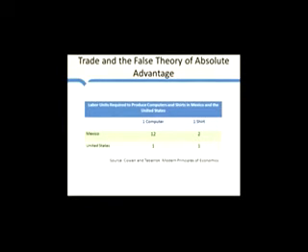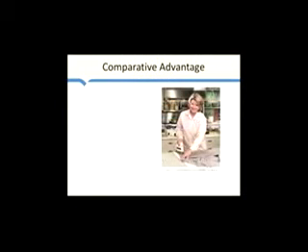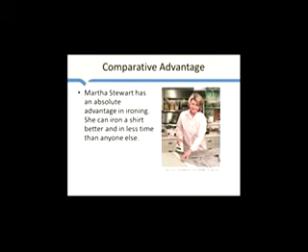To see why it's wrong, let's take another simple example. Here's a picture of Martha Stewart ironing her shirt. Now, let's stipulate that Martha Stewart has an absolute advantage in ironing. She has an advantage in ironing just like the United States had an advantage in producing computers and shirts in the previous example. In other words, we'll stipulate that Martha Stewart can iron a shirt better and in less time than anyone else. So, if Martha Stewart has an absolute advantage in ironing, should Martha Stewart iron her own shirts? And of course the answer here is no.